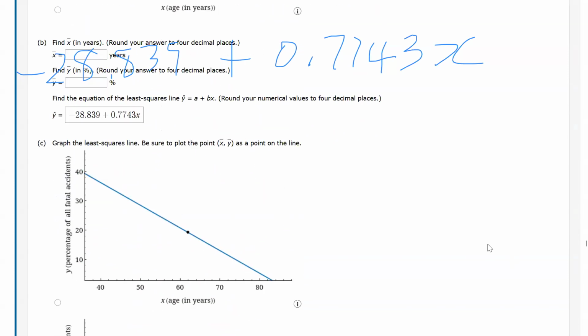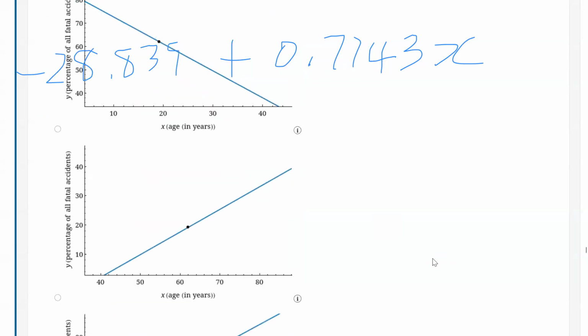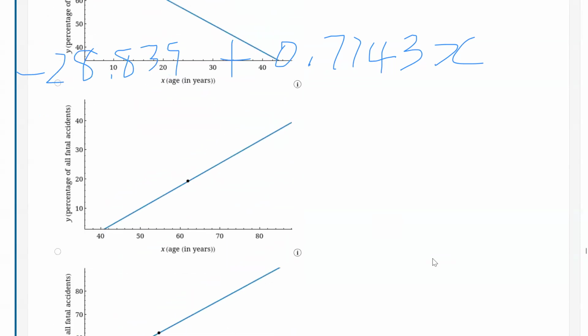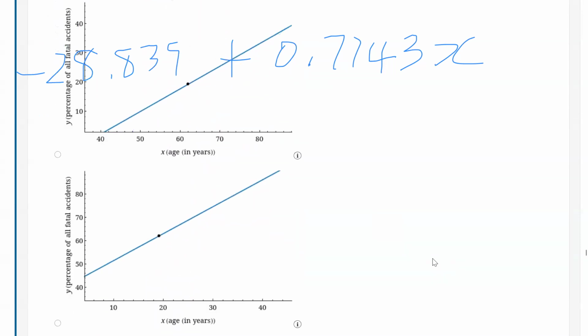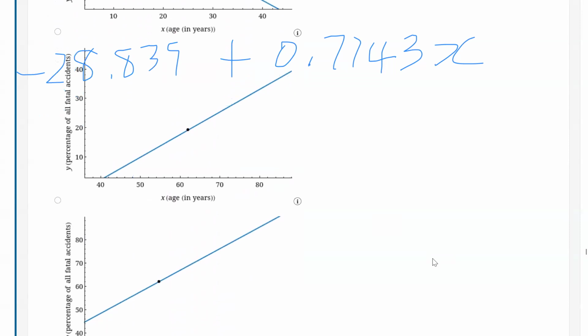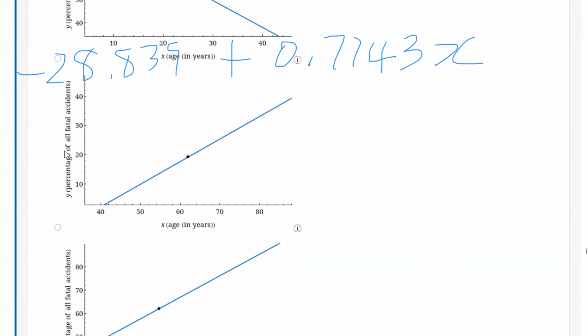Now it tells you to plot the point. You already know what x bar is. That is the mean for x, and then the mean for y. We did that. So put it on there. So you have 62, and then what was the other one? I think it was 19 point something.